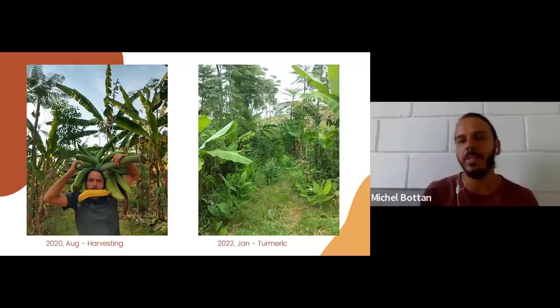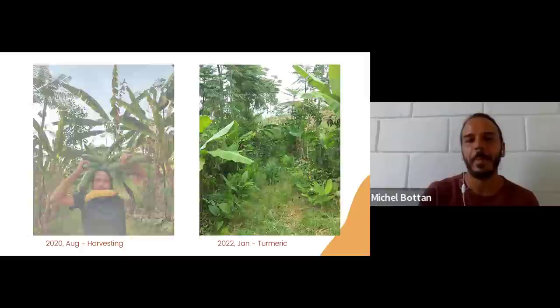So in this area, we have about 30 trees, but we're gonna cut almost all of them. We'll keep just one. Almost all of them will become food for the soil. So next, please.